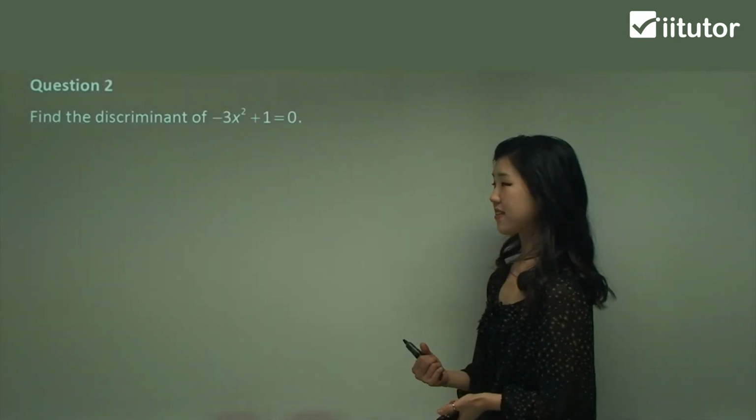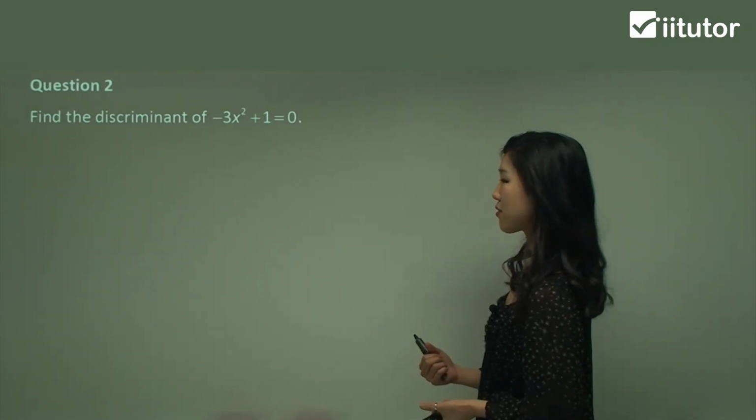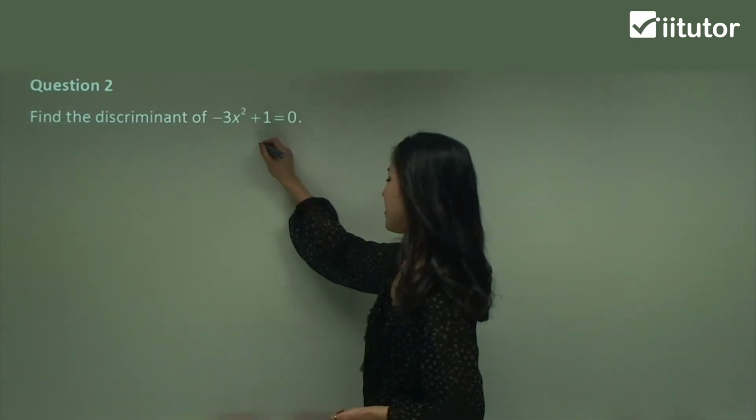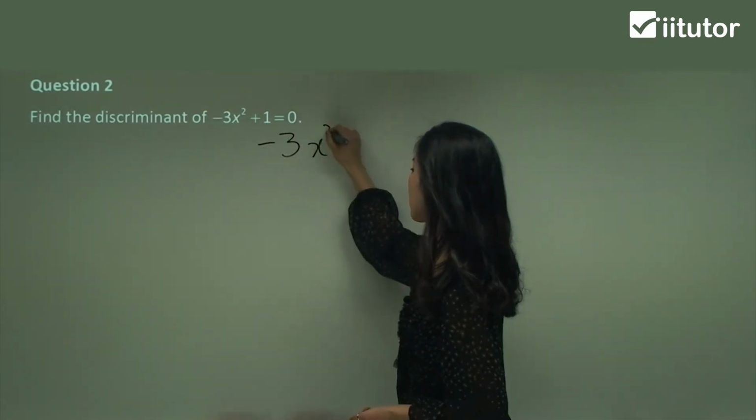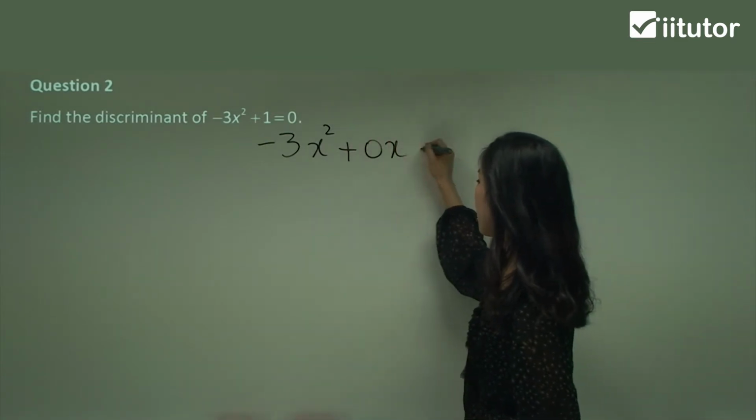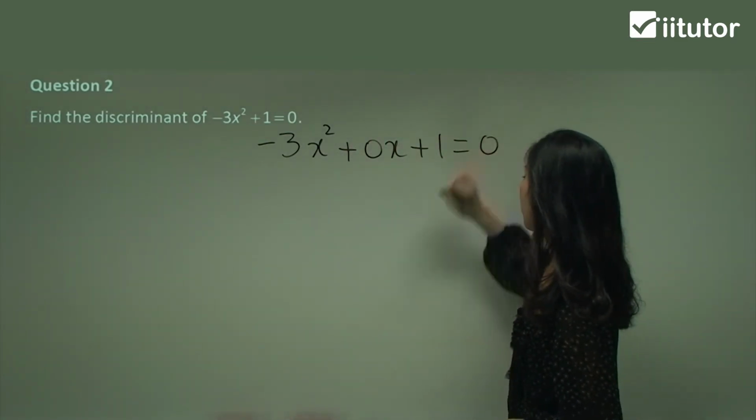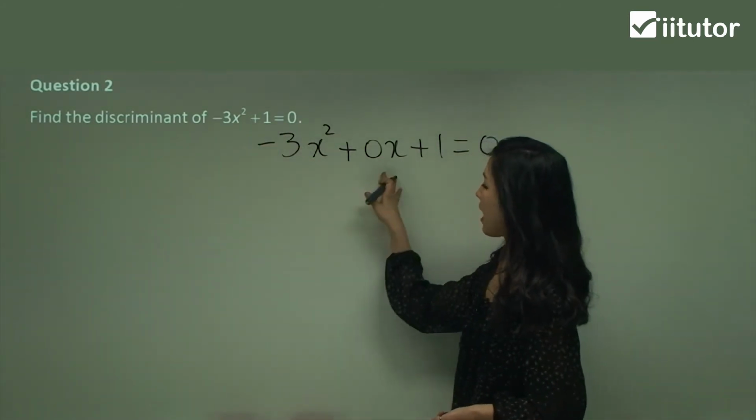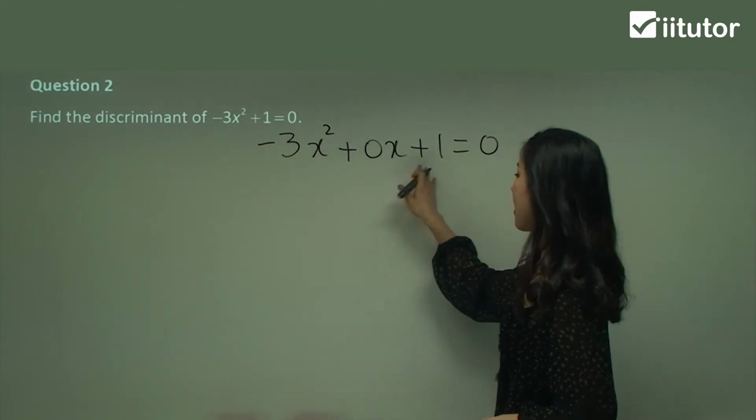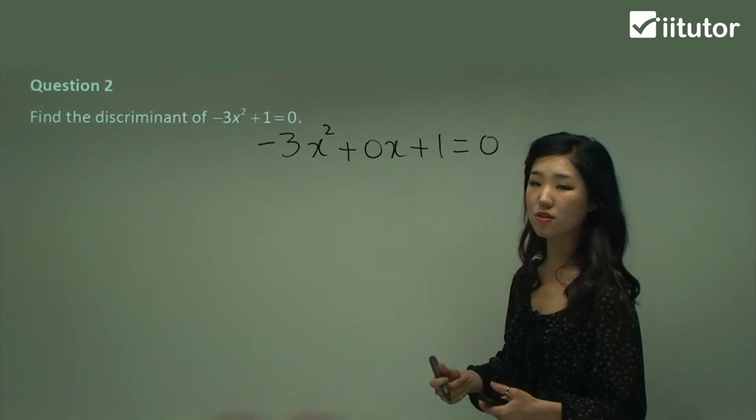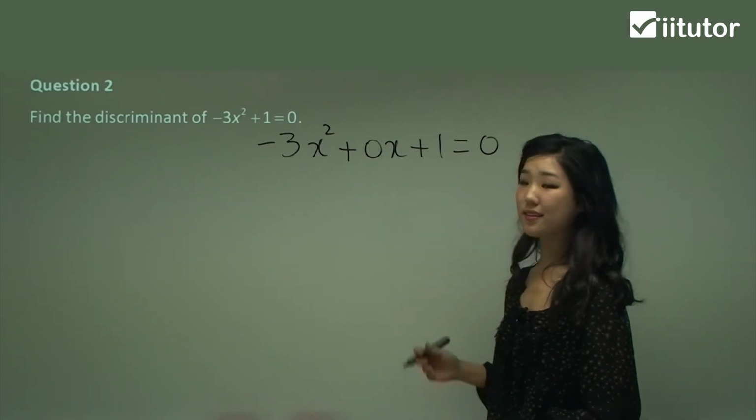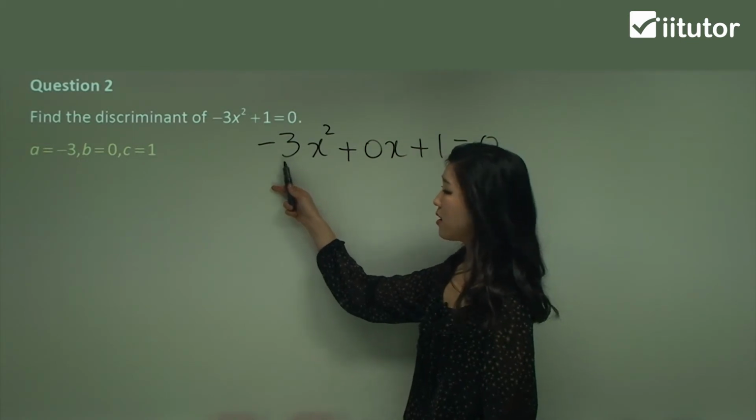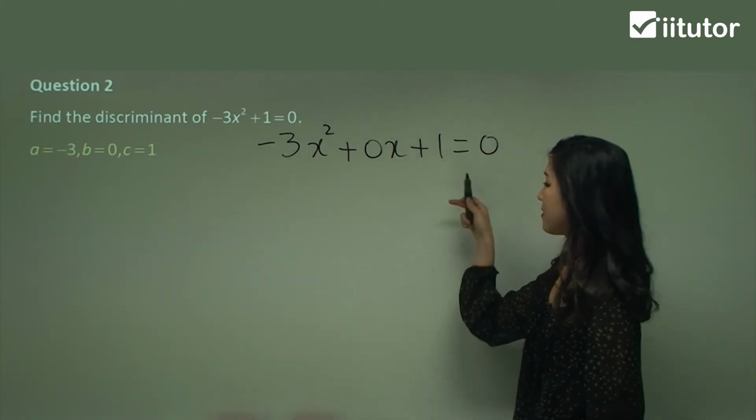So question 2 says, find the discriminant of negative 3x squared plus 1 equals 0. Okay, now I'm just going to rewrite this as negative 3x squared plus 0x plus 1 equals 0. Okay, I just added that extra 0x because we don't have any x's here. So I just wanted to add that in so we have this x squared, x and the constant. Okay, and just for those who are a bit confused. So now that we've got that, we can determine what a, b and c are. Okay, a is simply going to be negative 3, b will just be 0, and c is simply the constant 1.